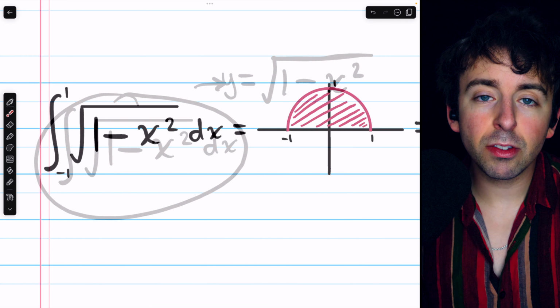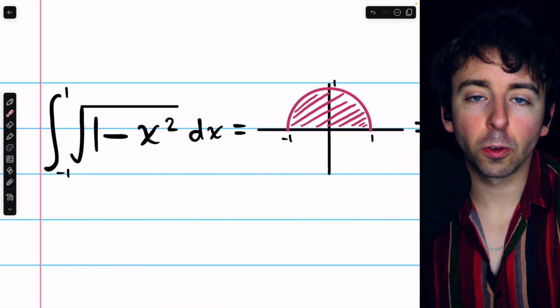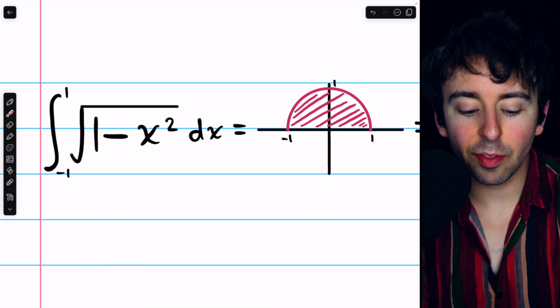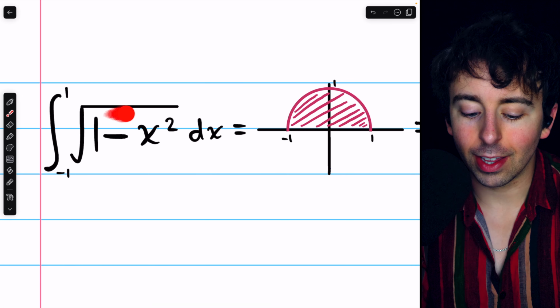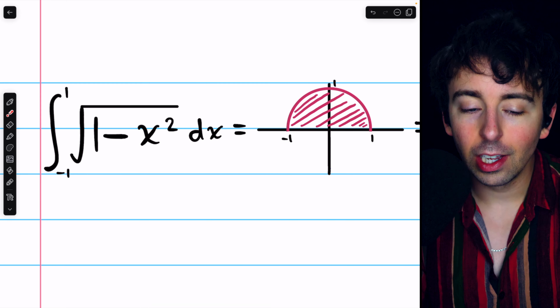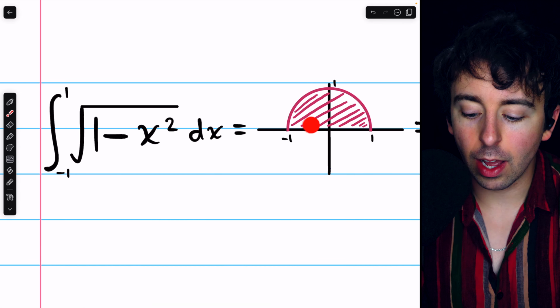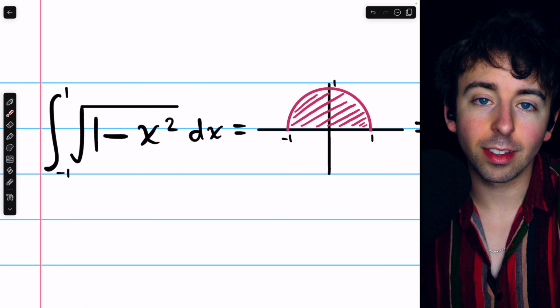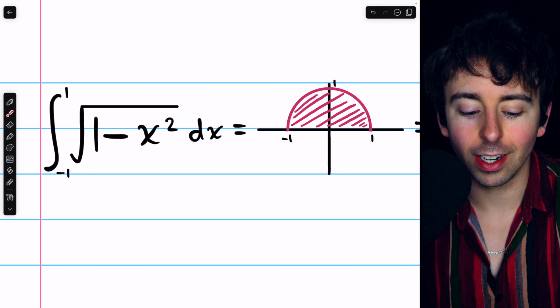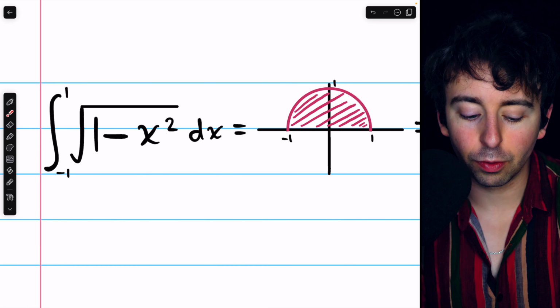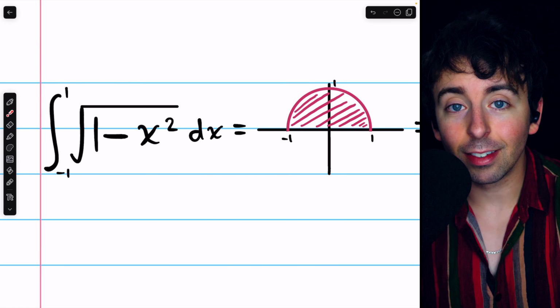too much. But it's worth considering how easy this integral would be if we were doing the definite integral from -1 to 1. If we were integrating this from -1 to 1, well, that would just be the area under that semicircle, since the semicircle has radius 1 and its center is the origin. That's why these bounds from -1 to 1 make this so easy.